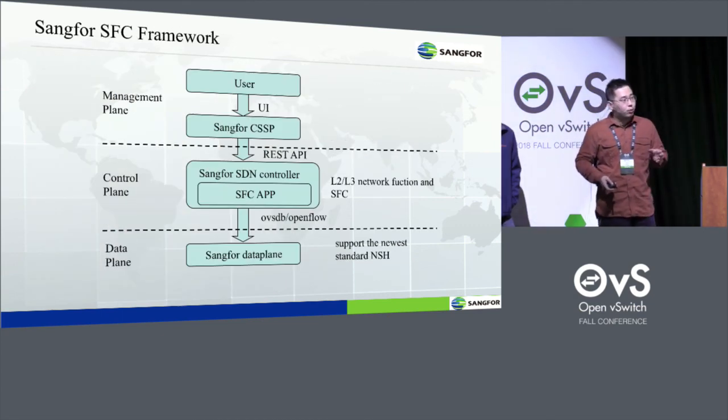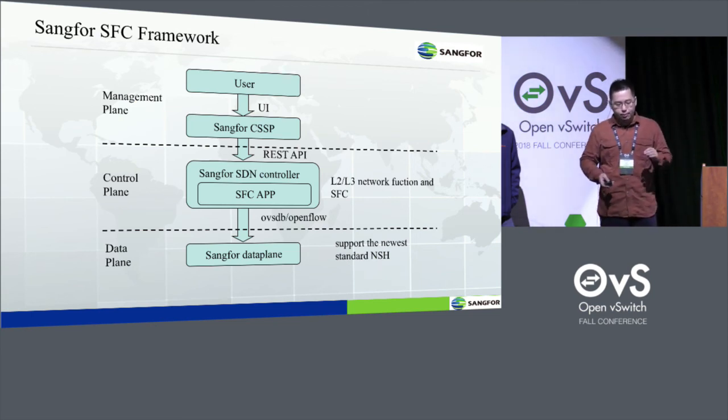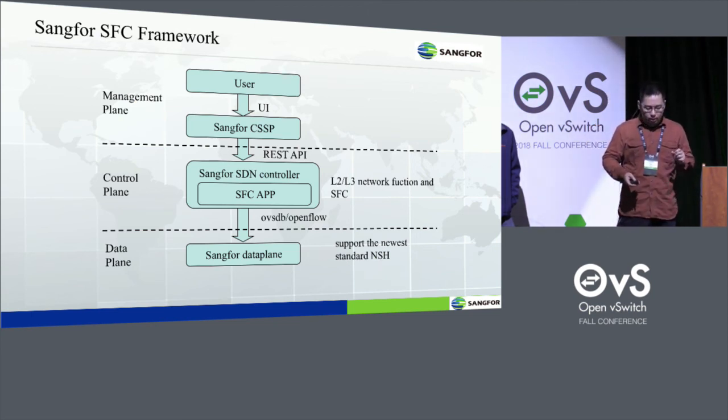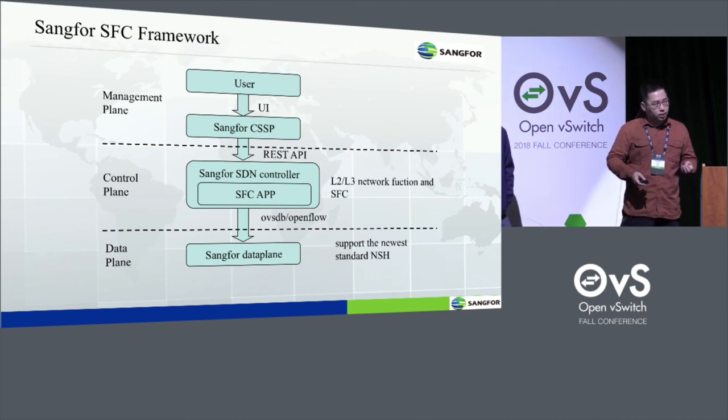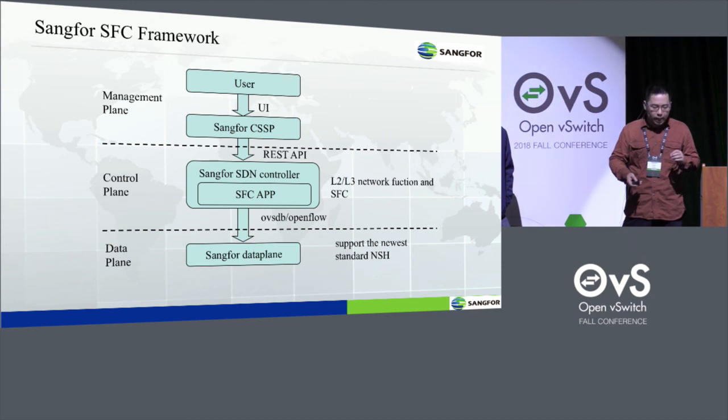This slide shows the framework of our SFC solution. It consists of 3 planes. At the bottom is the data plane. We use OVS and DPDK here, which supports the newly standard network service chaining. And in the middle is the control plane, which is ONOS and the SFC application here. The SFC application realizes 2 functions: the basic network function and the SFC function. At the top is the management plane. It means the CSSP, the UI.